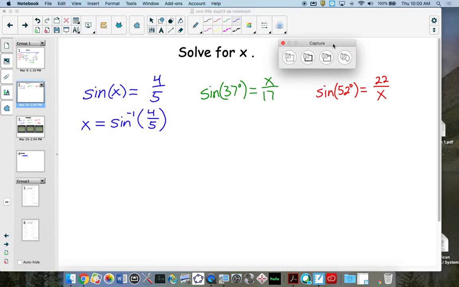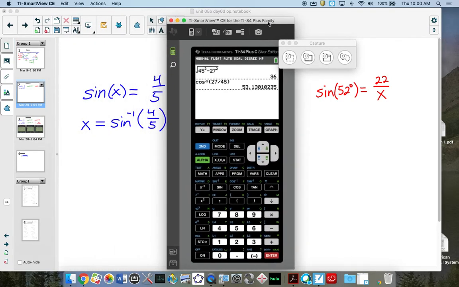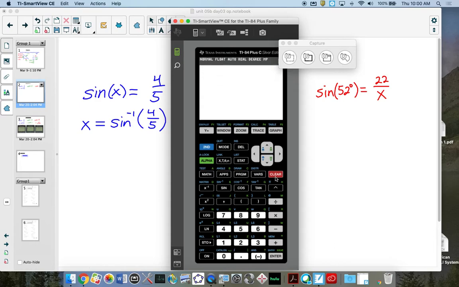So let's use this. What am I doing? You'll see in a minute. Be patient. Okay, so I'm going to grab the calculator and clear. I'm going to do the inverse sine, so second sine of 4 divided by 5.